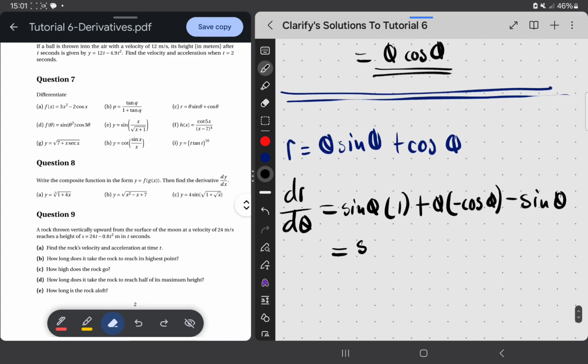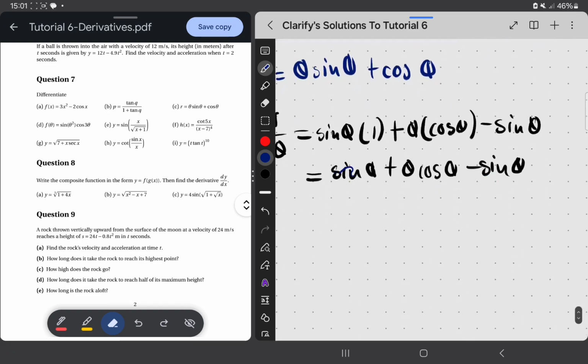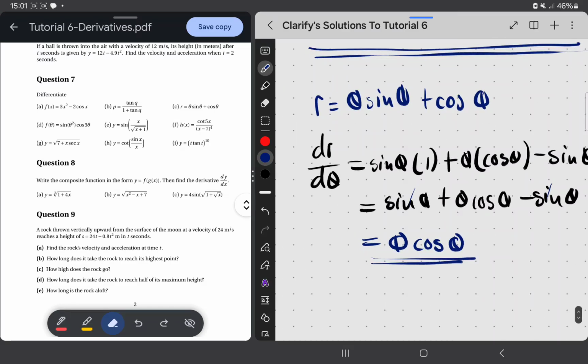So now this becomes sine theta times 1 is sine theta, plus theta times cos theta, which is theta cos theta. Then minus sine theta. If you're a veteran, you know you're not going to make a mistake. Sine theta minus sine theta will cancel. You just remain with theta cos theta. This was a shortcut, but you can do it when you're seasoned and you know you won't make a mistake.